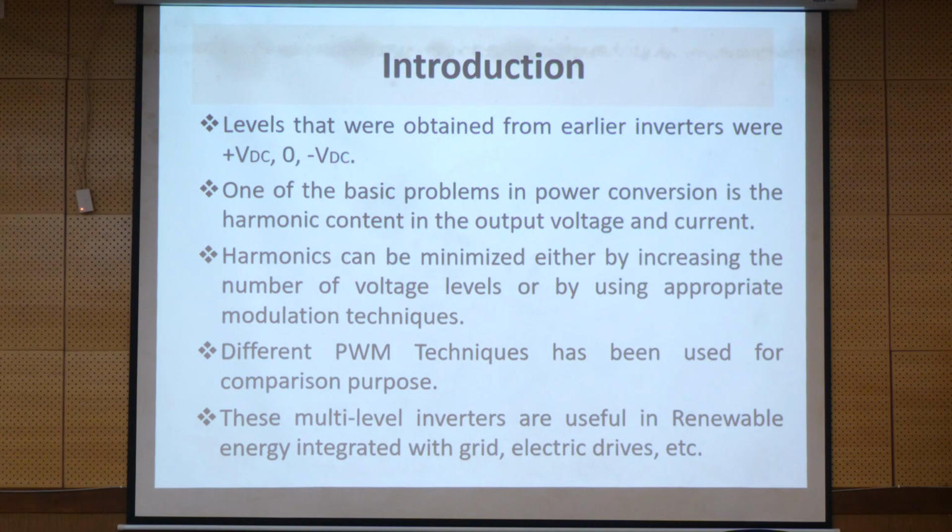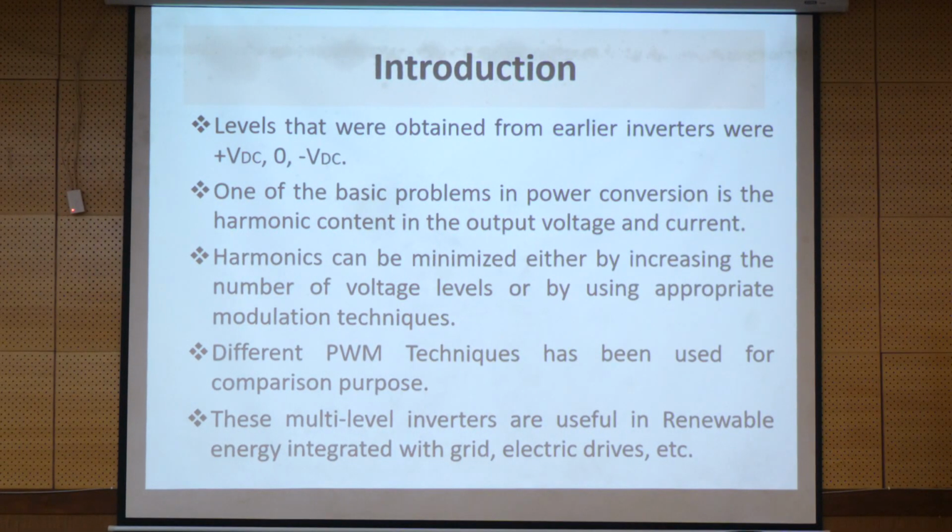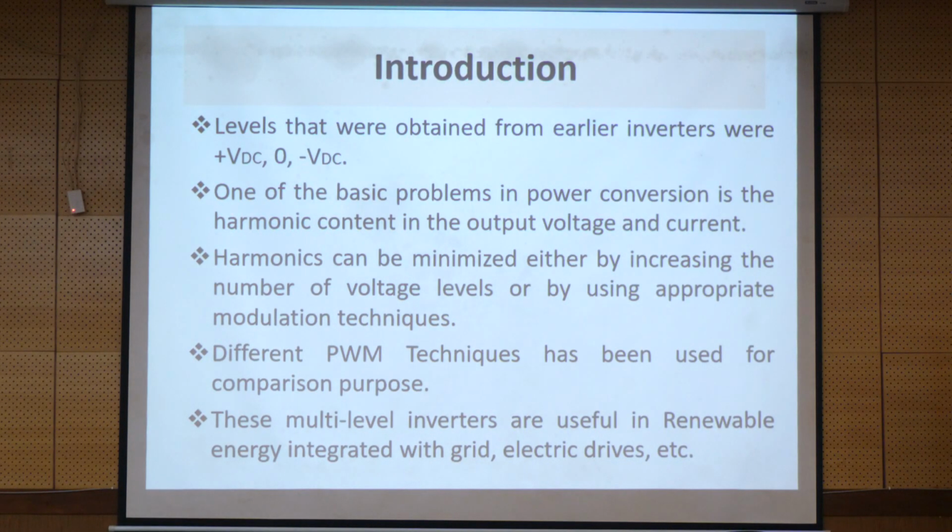Harmonics can be minimized either by increasing the number of voltage levels or by using the appropriate modulation technique. You have a wide variety of PWM techniques, and how you choose the best one depends on your total harmonic distortion. If the total harmonic distortion is within the permissible limits, you say that okay, this is the best option for your application.